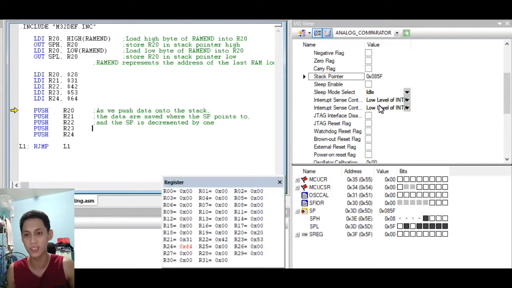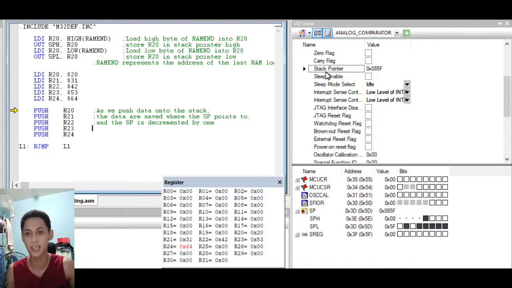As you can see here, the stack pointer is at 0x085F. As we push, it will decrement from F to E, then D, then C, then B, and lastly A. That's activity number 1.